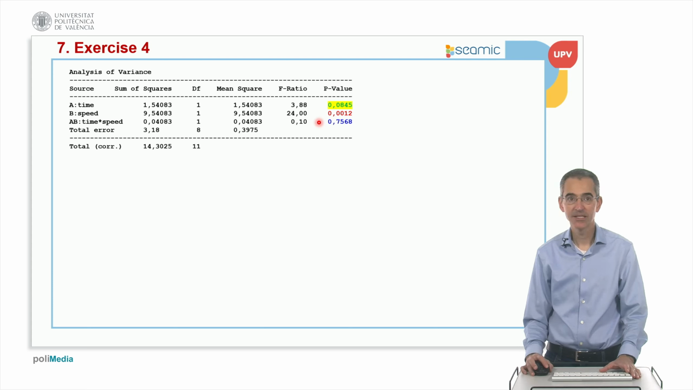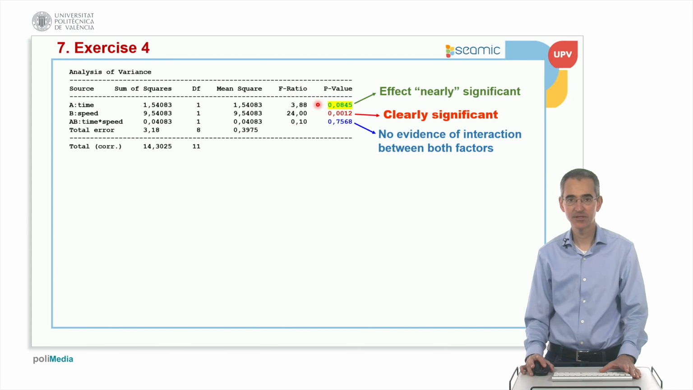But the effect of speed is statistically significant because the p-value is very small, less than 0.05. The p-value for time is 0.084. So it is bigger than 0.05, and strictly speaking we cannot reject the null hypothesis, but anyway, we are close to this threshold value of 0.05. So we should take that into account. The effect of time is nearly significant, the effect of speed is clearly significant, and there is no evidence about the interaction.